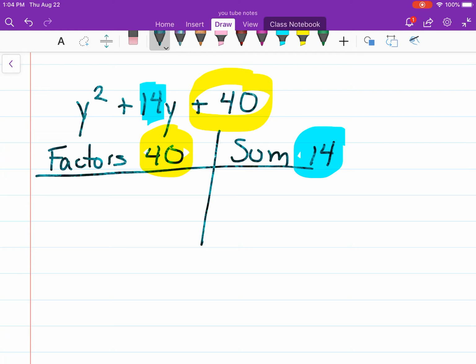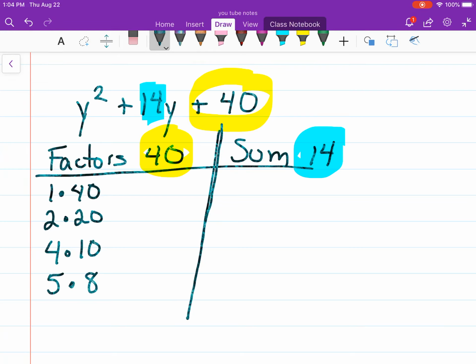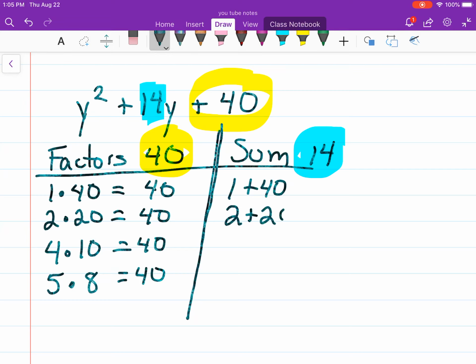All right, so what are the factors of 40? You have 1 and 40. You have 2 and 20. You do not have a 3, but you have 4 and 10, and you have 5 and 8. Those are all of the factors of 40. If you were to multiply all of those up, you would get 40. And then we're going to go onto this other side, and we're going to add those same numbers together.